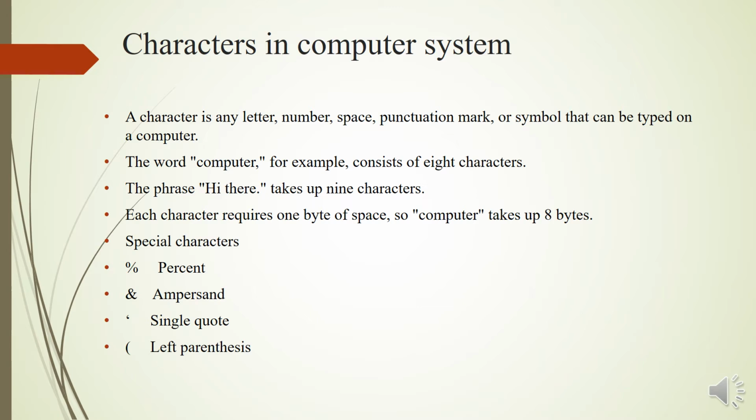A character in a computer system is any letter, number, space, punctuation mark or symbol that can be typed on a computer. The word computer, for example, consists of 8 characters. The phrase hi there takes up 9 characters. Each character requires 1 byte of space, so computer can take up 8 bytes. Special characters like percent, ampersand, single quote, left parenthesis and right parenthesis are also represented with the 8-bit code.